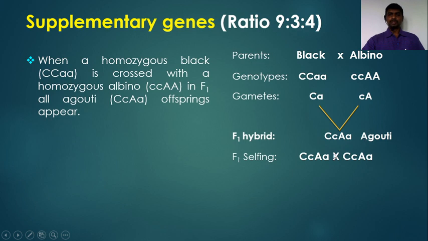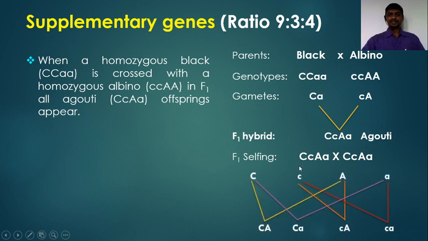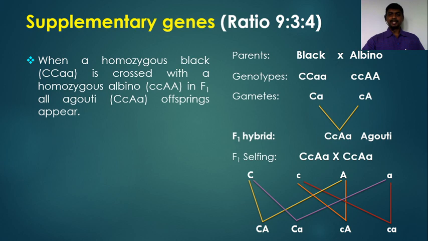Now these F1 hybrids self-pollinate, that is self-fertilize, and produce the gametes capital C capital A, capital C small a, small c capital A, and small c small a.